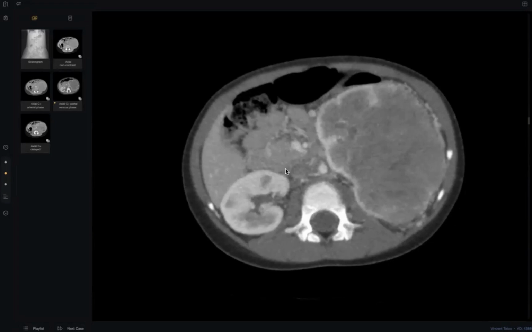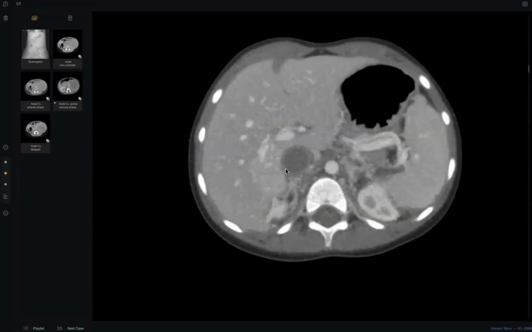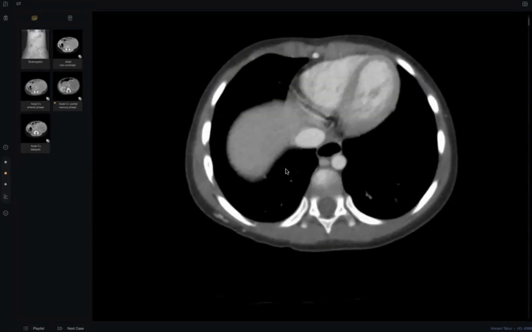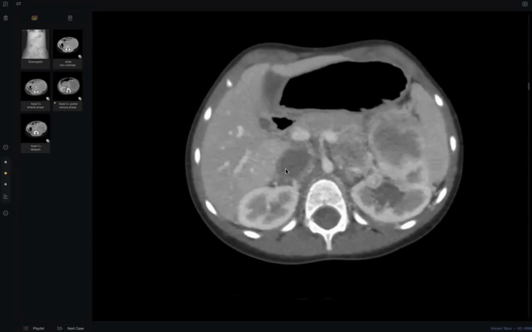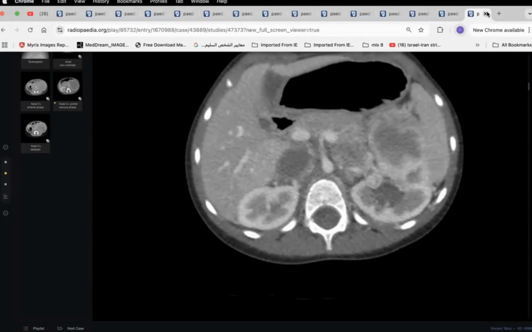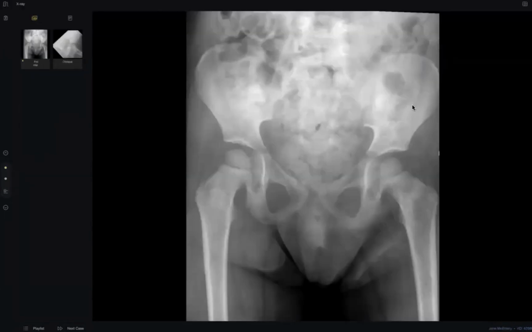Wilms tumor is very common to metastasize to the lung and maybe the liver. However, neuroblastoma metastasizes to the bone. Opposite. Okay, my colleague, thank you, doctor, so much. Calcification is common in neuroblastoma. Thank you, doctor, so much. Next candidate.